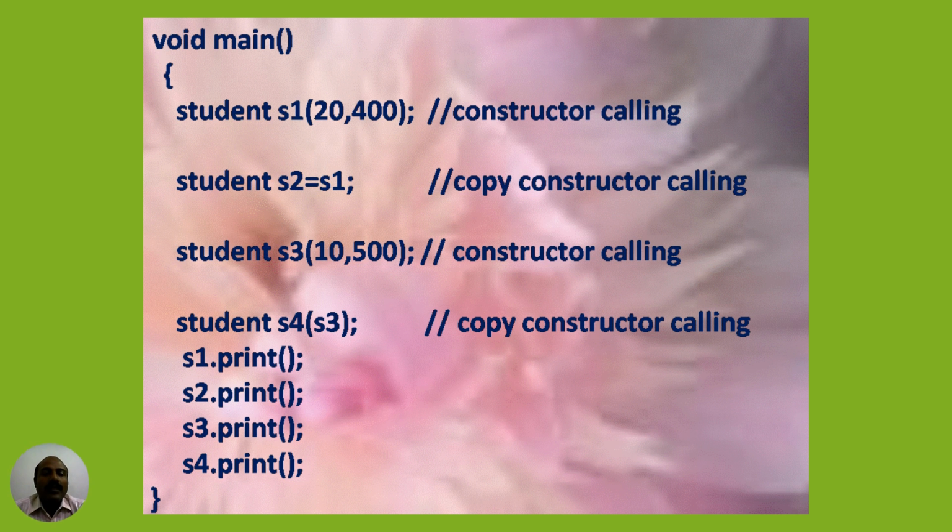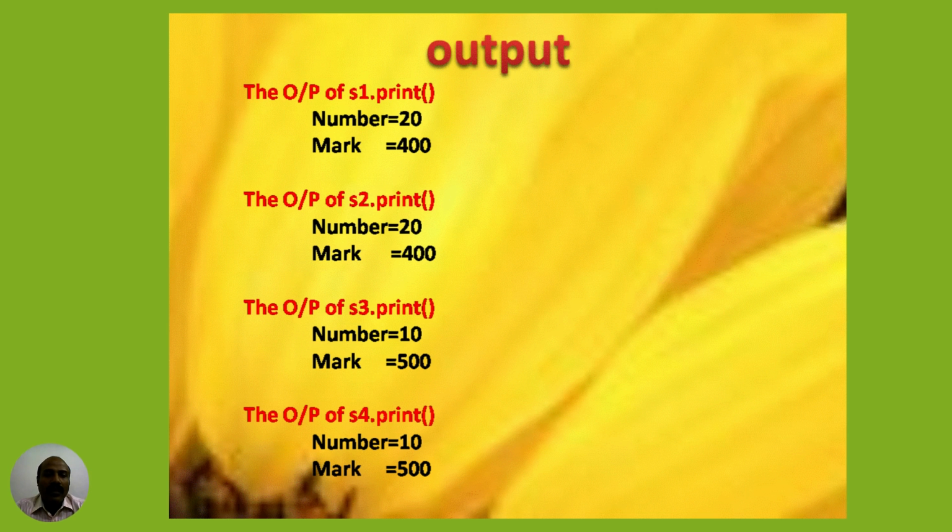So here we use student S2 equal to S1, and we print the values. That is S1.print, which means the print function is called using object 1, and through object 2, object 3, and object 4 as well. And finally we get the output. This is the output of the program. The output of S1.print is number equal to 20 and mark equal to 400.